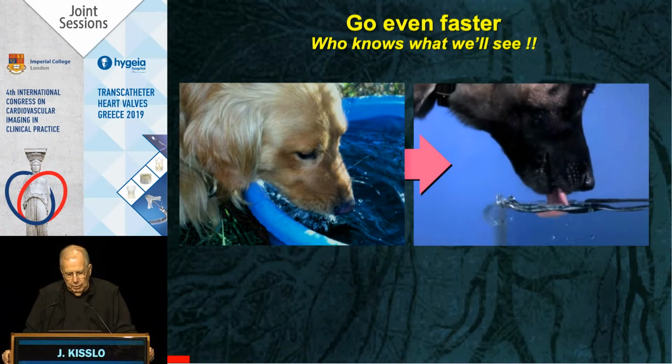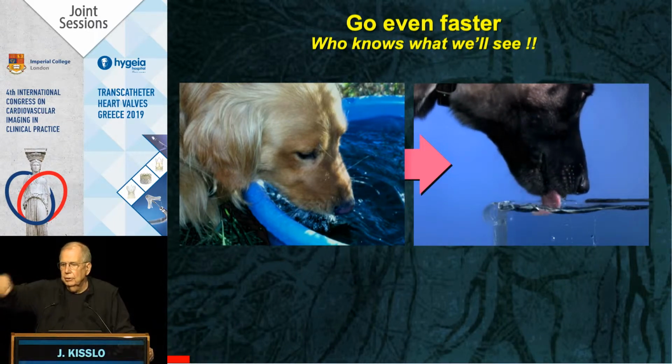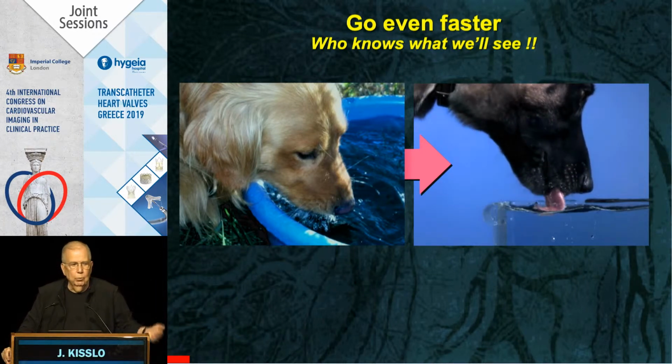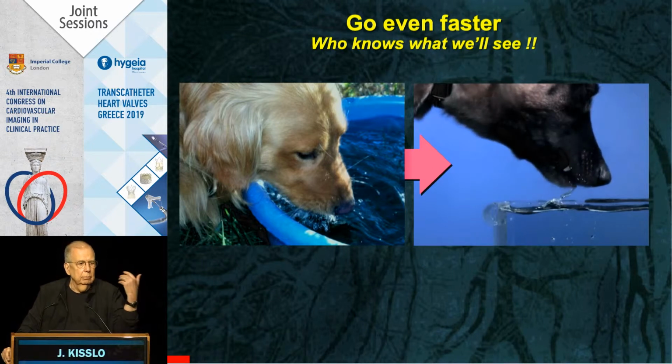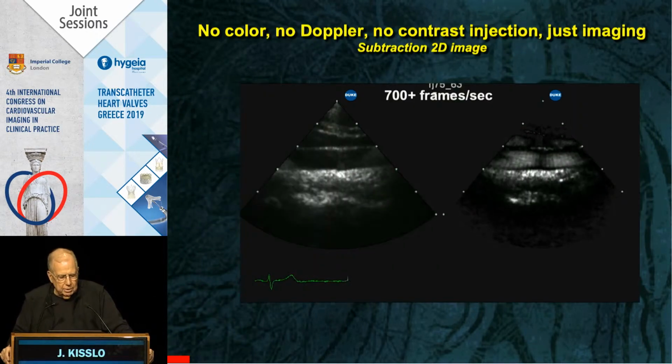And when you go to high-speed imaging, you'll see how a dog does this. They curl their tongue. Some breeds curl their tongue down, some breeds curl their tongue up. Well, in doing high-speed images, we stumbled upon some things.